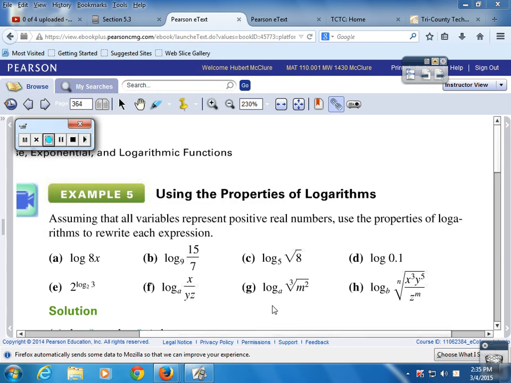And I want you to focus on C, G, and H. C, G, and H. And the reason I want you to focus on those is, what do they all have in common? They got radicals. And radicals and calculus don't mix. So you need to get used to, whenever you see a radical, rewrite it. All right? So write those three down.